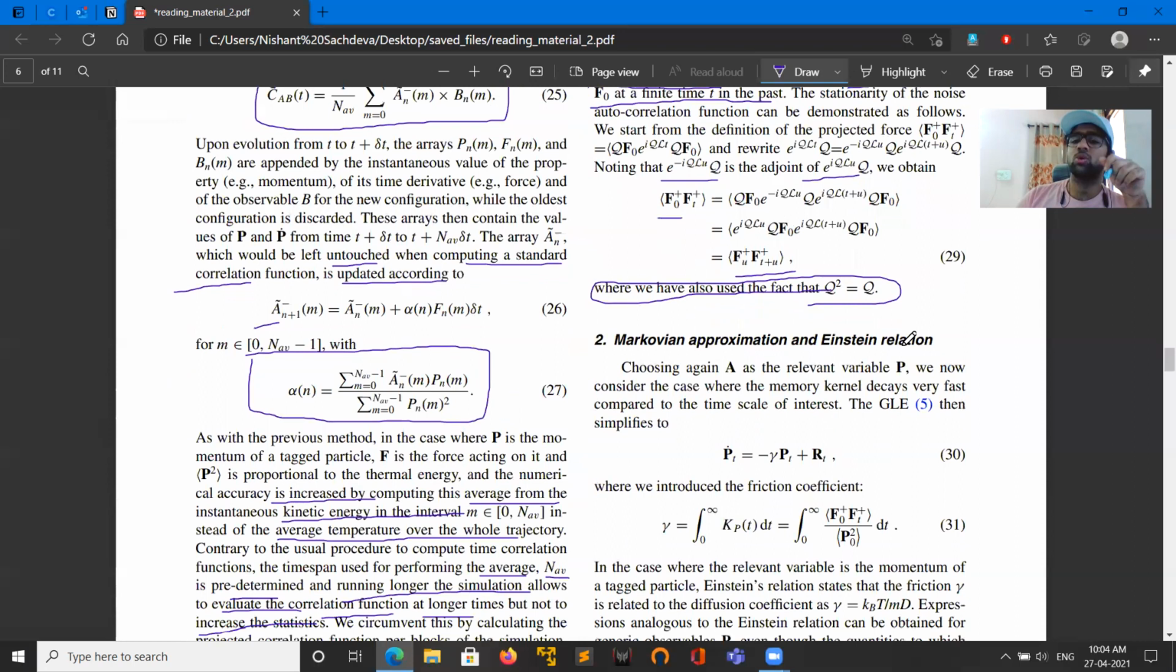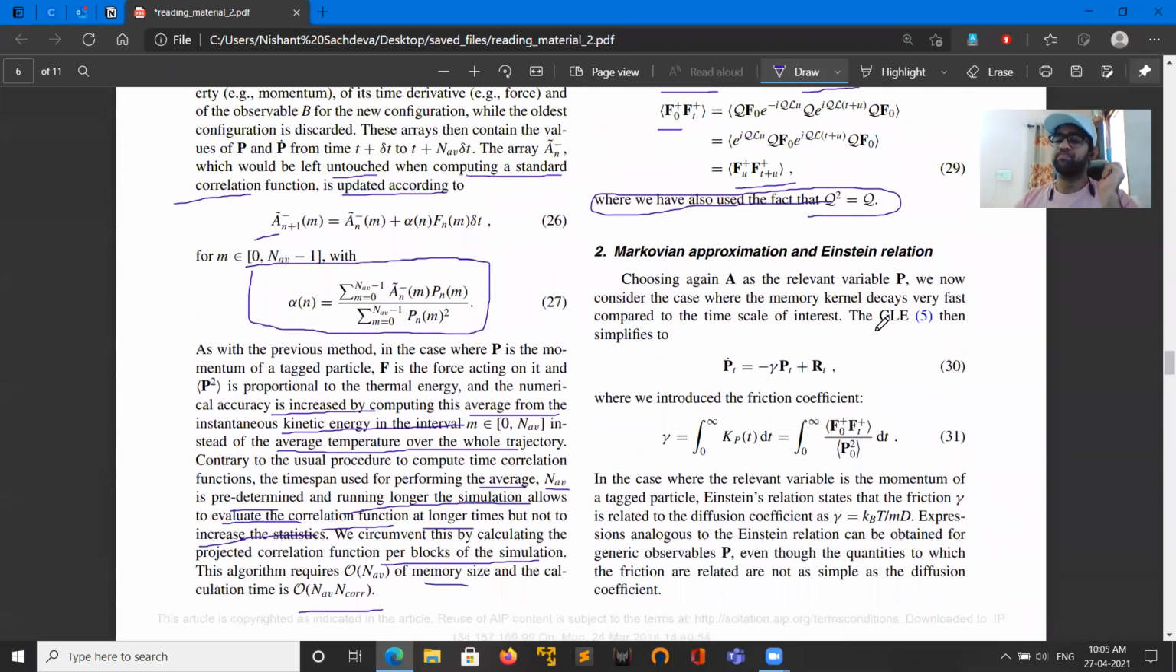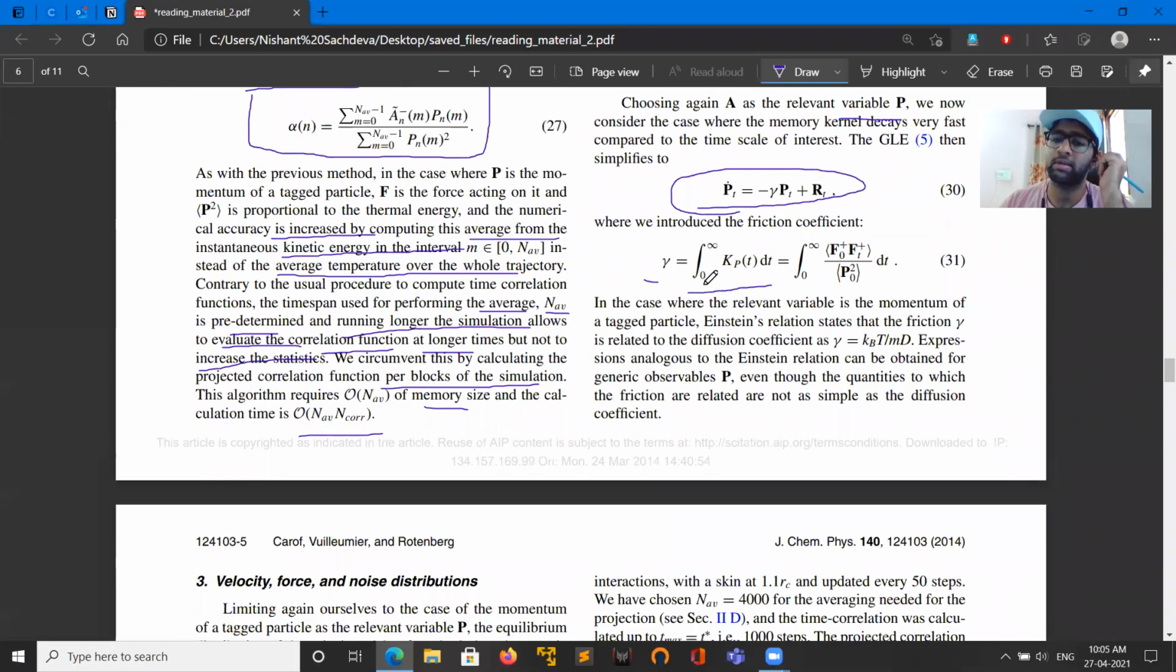Now we'll go on to the Markovian approximation and the Einstein relation. Einstein did work on Brownian motion, so we use some of his work. Choosing again A as the relevant variable P, we now consider the case where the memory kernel decays very fast compared to the time scale of interest. The GLE then simplifies to this, where we introduce the friction coefficient gamma, as we saw this integral above.